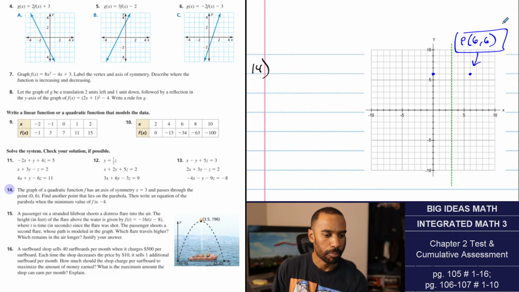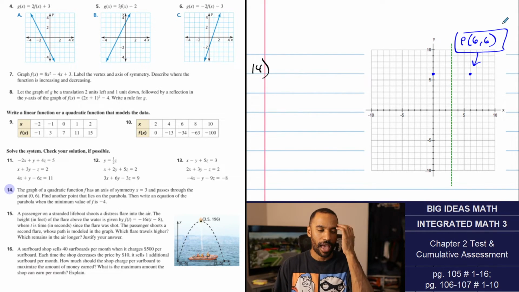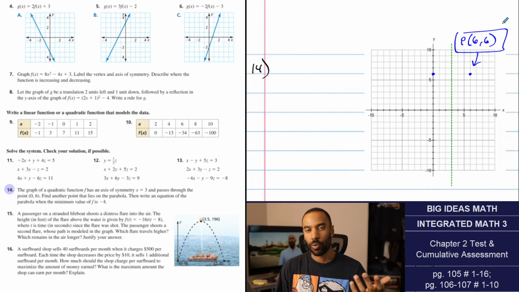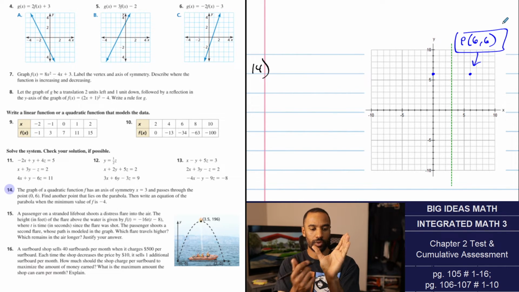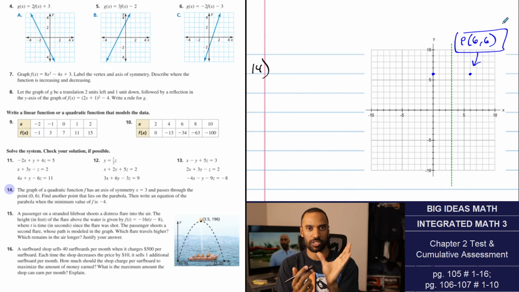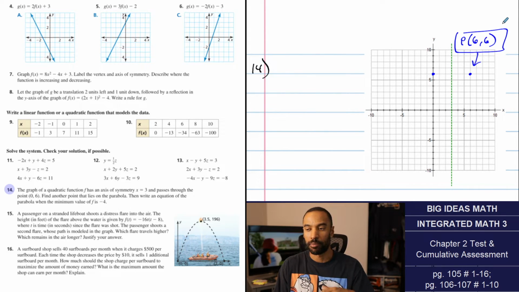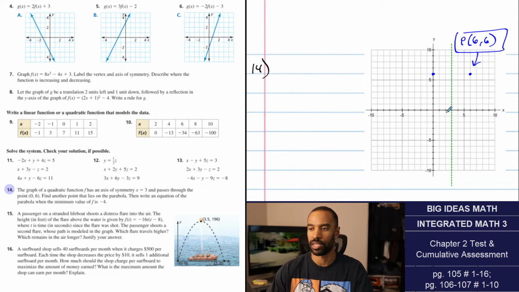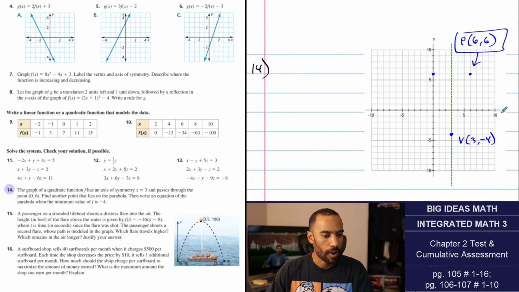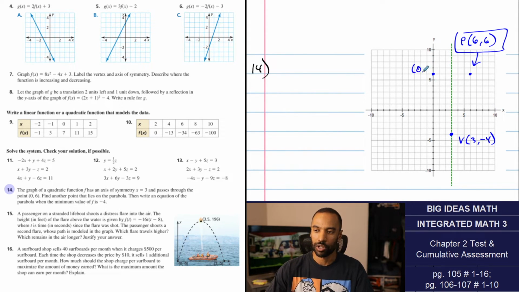Then write an equation of the parabola when the minimum value of f is negative 4. Well, a quadratic is either upward facing with a minimum or downward with a maximum. In this case, it's upward with a minimum. When they're talking about the minimum, it's at the vertex. So if the graph has a minimum of negative 4, that means it's on the vertex. Your vertex is 3, negative 4. They are saying write an equation of the parabola. Well, we have 0, 6 as a point.